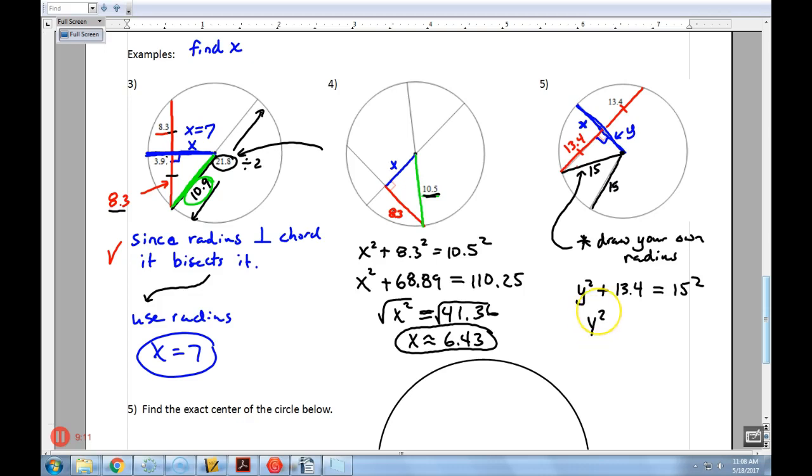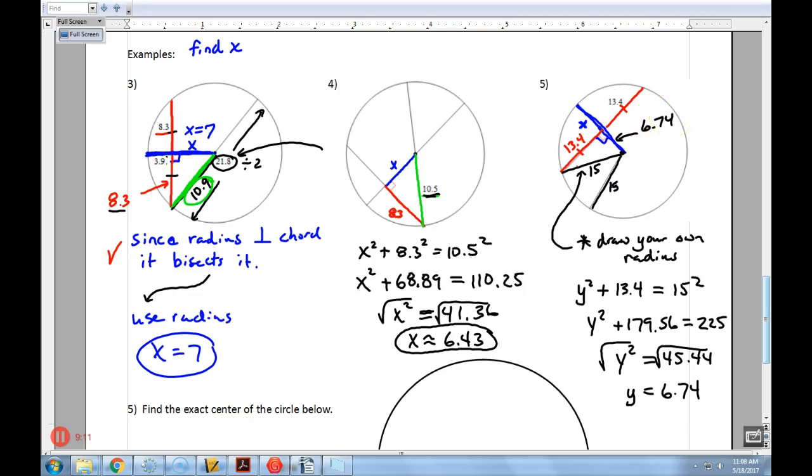And I get y squared plus 179.56 equals 225. Minus the 179 from both sides. So it looks like I'm going to get, what's that, 45.44. And now we take the square root, and I get y equals 6.74. Now that's not the answer, okay? It's not the answer just yet. This right here is 6.74.